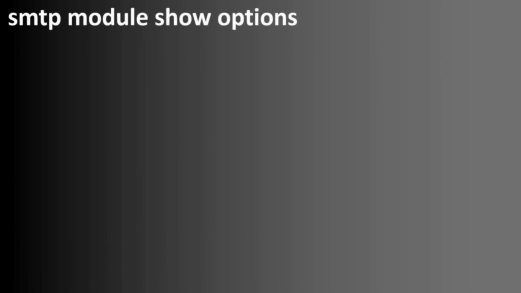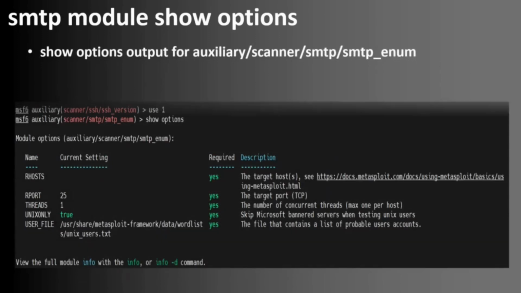Now I'm going to use the SMTP module's show options command. After selecting the module, I check the required options. This helps me know what needs to be configured before running it. You can see here I'm using the command use 1, or you can copy the auxiliary module name and paste it also. That's for convenience.